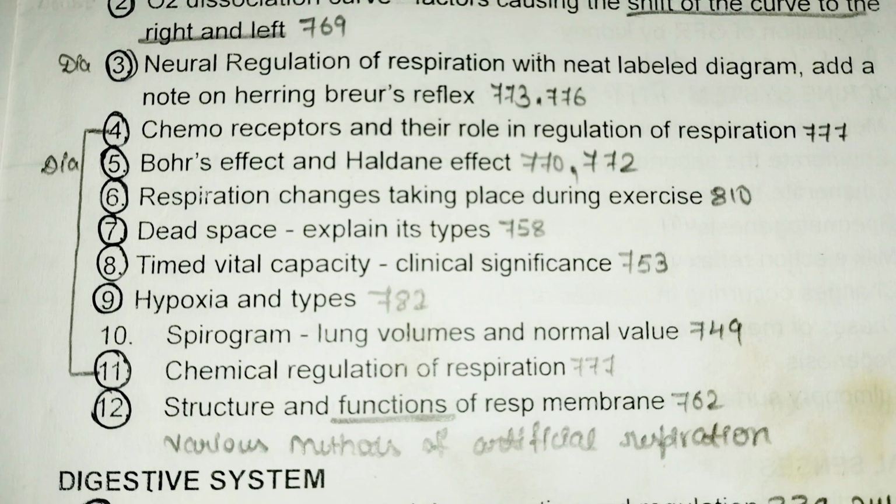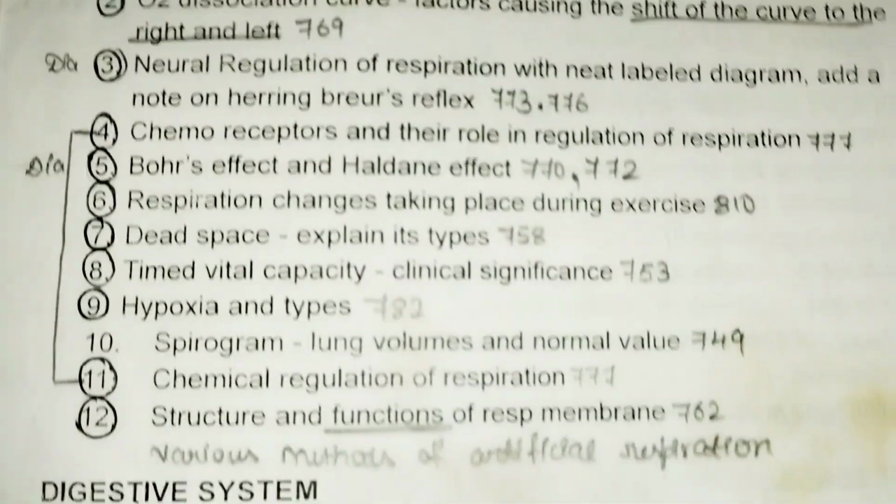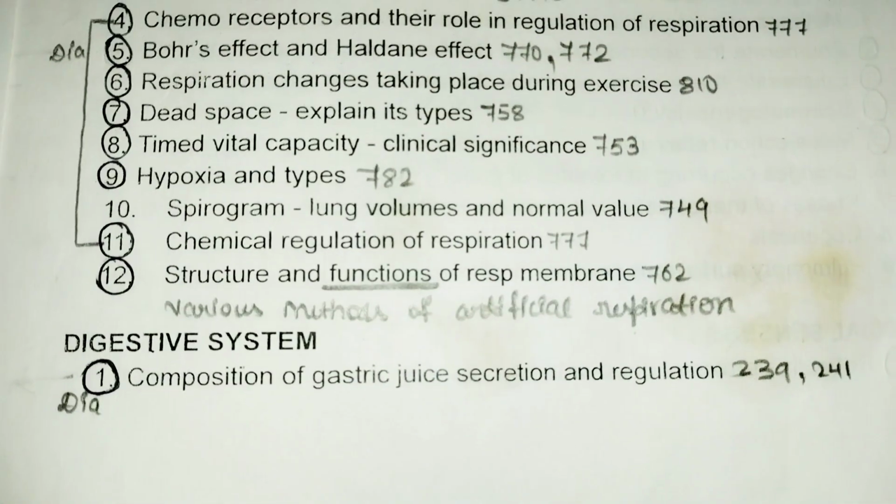11th one, chemical regulation of respiration. 12th one, structure and functions of membranes of respiration. And add one more extra question, that is various methods of artificial respiration. And yes, we are done with this chapter. Now moving on to the next chapter, that is digestive system.